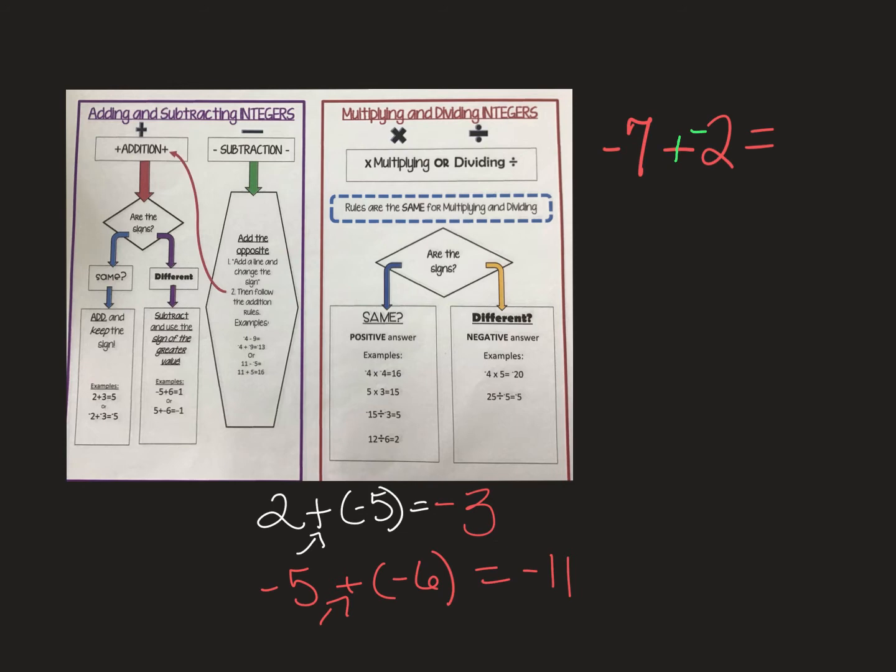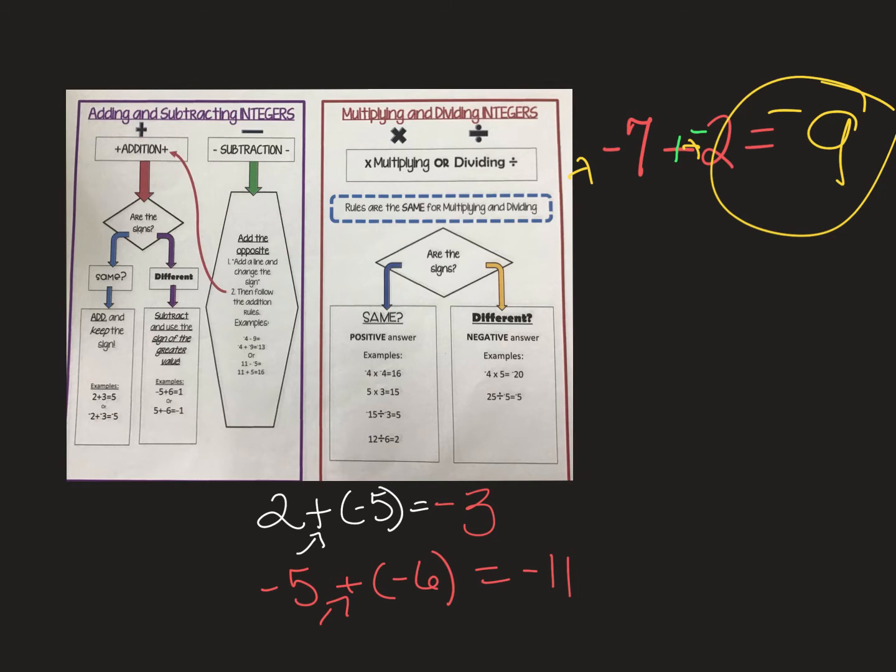You guys done this before, right? Yeah. Add a line, change the sign. Then what am I going to do? Then I'm going to follow the addition rules, right? In other words, I have two negatives. They have the same sign, so I'm going to add and keep the sign. Okay? It's important that you learn them. The more that you do them, it will just come natural.